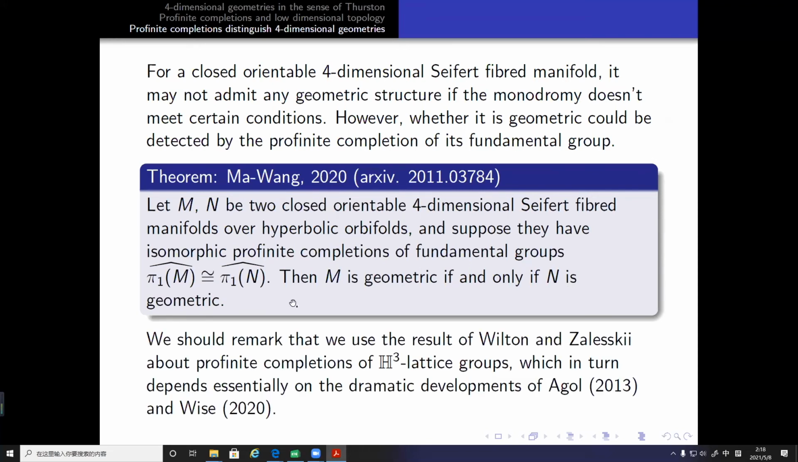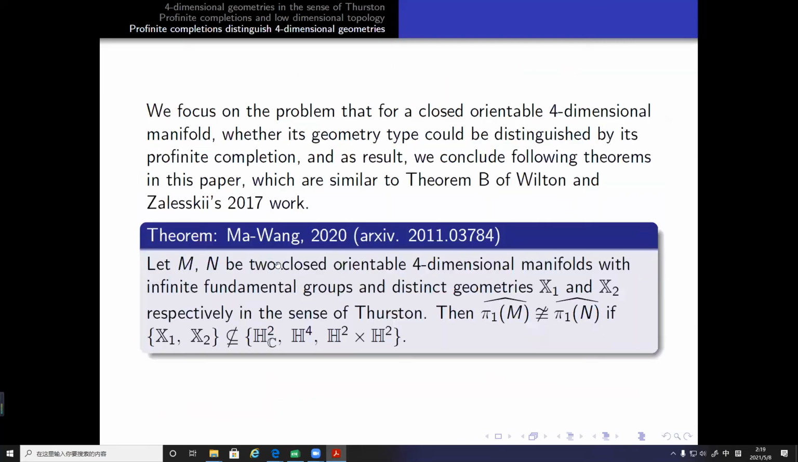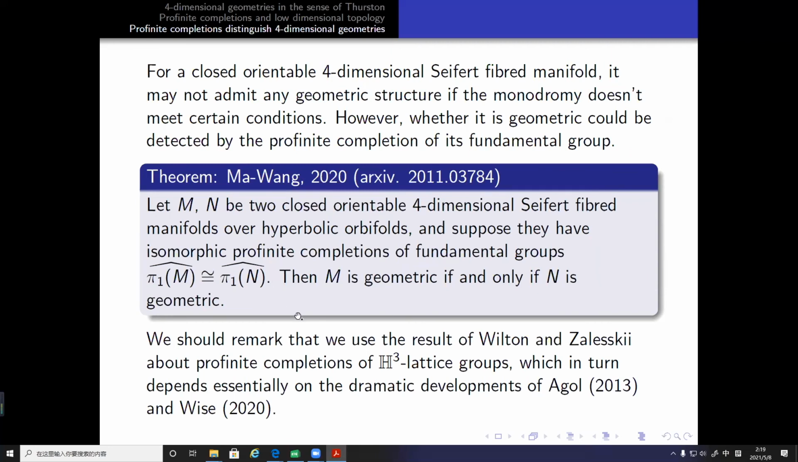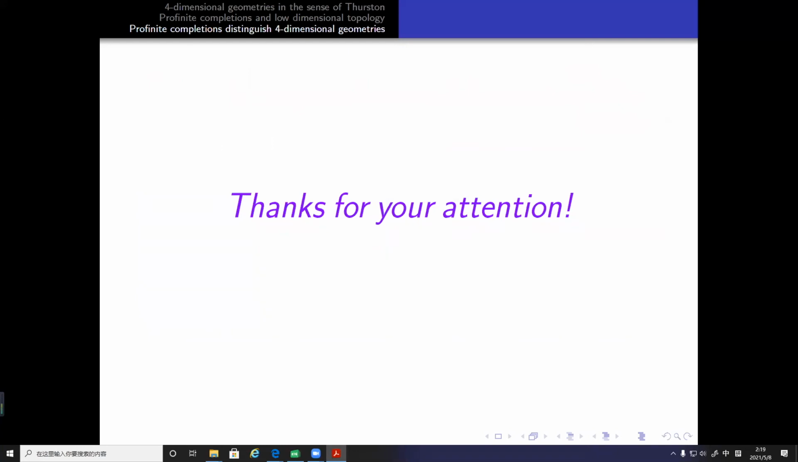I should remark here, we use the result of Wilton and Zalesskii about the profinite completions of three-dimensional hyperbolic manifold groups, which in turn depends essentially on the development of Agol and Wise. In fact, our two results here are not so difficult, and we use some of the recent breakthroughs on three-manifold groups. Okay, so I think I stop here, and thank you for your attention.